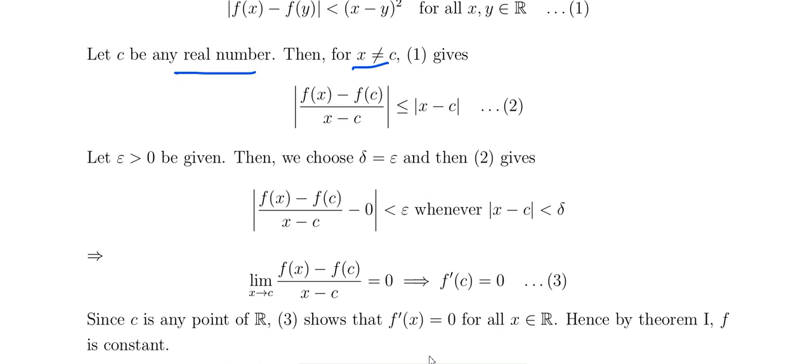So for epsilon greater than 0, take delta equal to epsilon, that is |x - c| < delta. So |(f(x) - f(c))/(x - c) - 0| < epsilon, because whenever |x - c| < delta, this output should be less than epsilon. That means the limit as x tends to c converges to 0. So if this converges to 0, automatically what happens? f dash of c equals 0. f dash of c equal to 0 means the function f is constant.